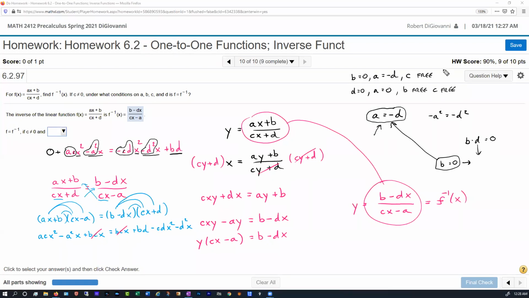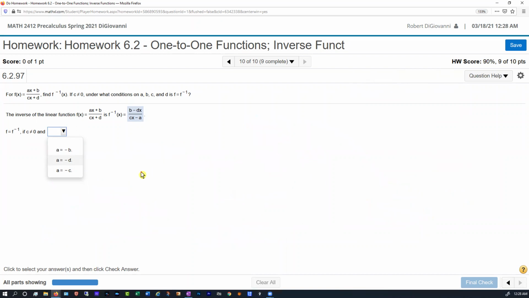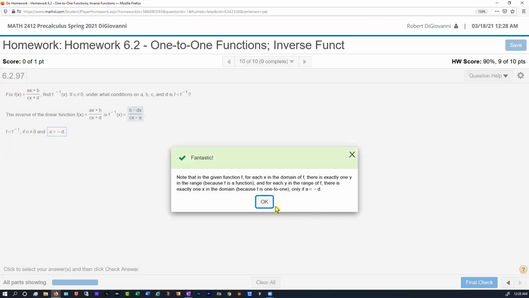I have no idea how they want us to do this. I need to clear all this out of here, so I can't even see the problem anymore. Maybe I can scroll, no. A is negative d, let's go with that. That was one of our things there.